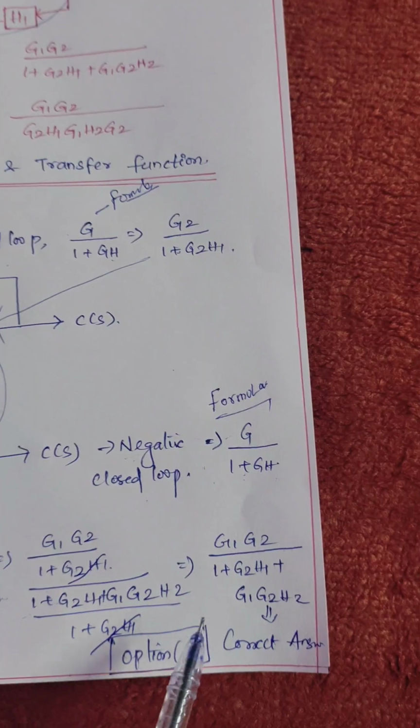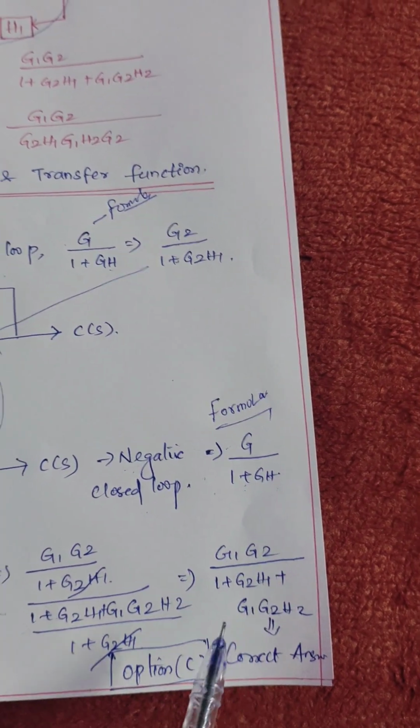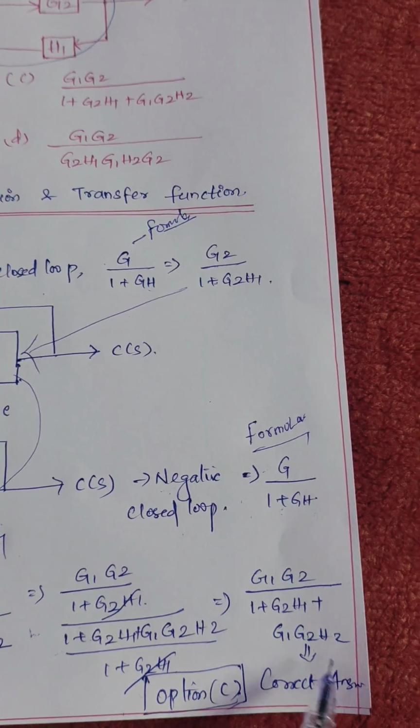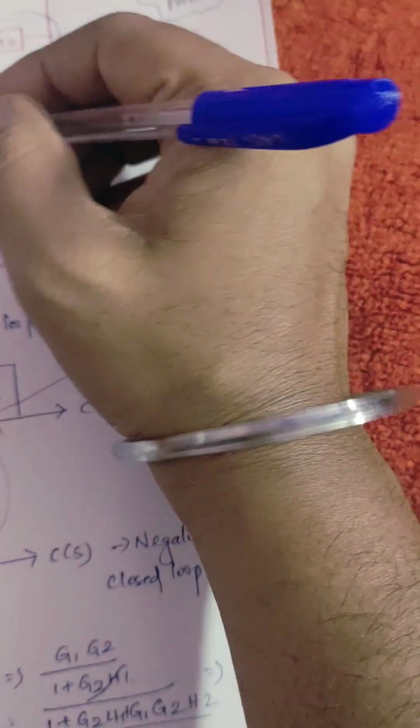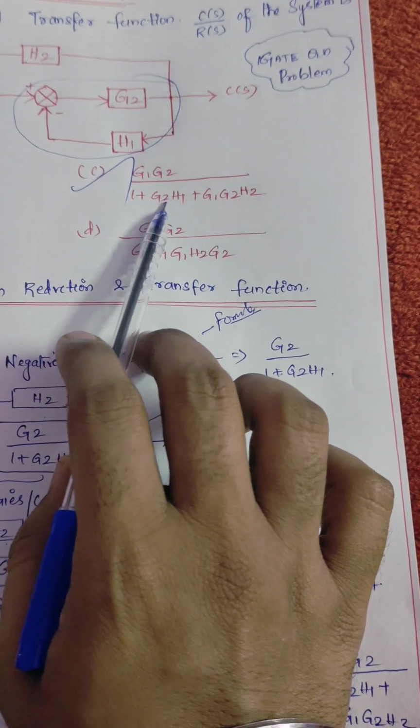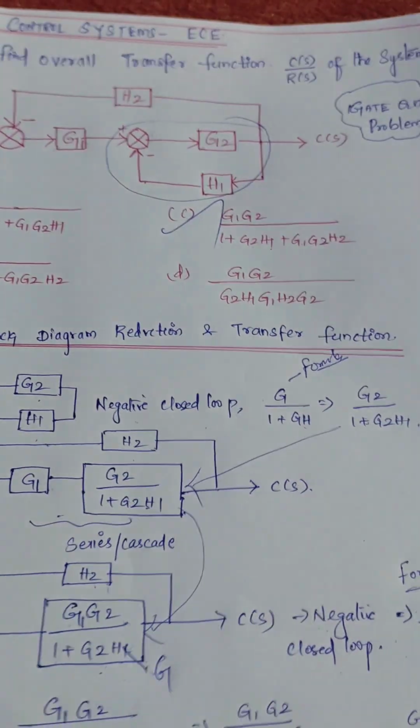So you get the answer G1 G2 divided by 1 plus G2 H1 plus G1 G2 H2. This is the correct answer, which is nothing but option C. Option C is G1 G2 divided by 1 plus G2 H1 plus G1 G2 H2. Here also it is the same.